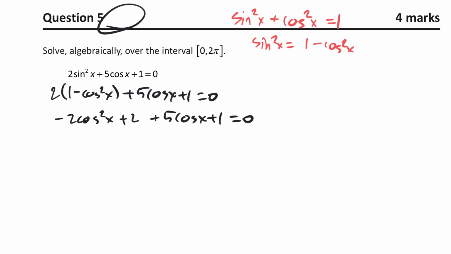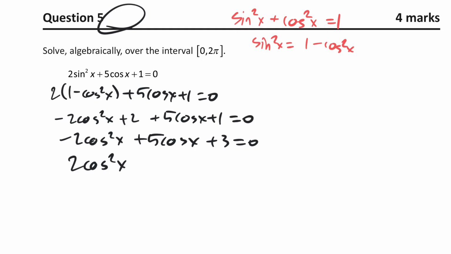Then we can put that 2 and the 1 together, so negative 2 cos squared x plus 5 cos x plus 3. Now I don't like a leading negative, so I'm going to multiply the whole thing by minus 1. So I'm going to get 2 cos squared x minus 5 cos x minus 3 equals 0. Then we need to factor this down.